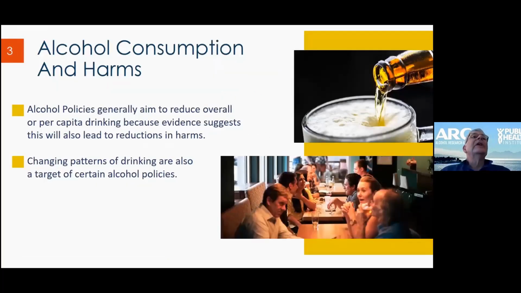Alcohol policies generally aim to reduce the overall or per capita drinking, because there's strong evidence that if you reduce overall drinking, it will also reduce harms. The pioneer of this approach, which is sometimes called the single distribution approach, was Ole Jürgen Skog, a famous researcher in alcohol studies. And when you change patterns of drinking, this also reduces certain harms, particularly acute harms. So this is also a focus, which is to change the patterns of drinking.